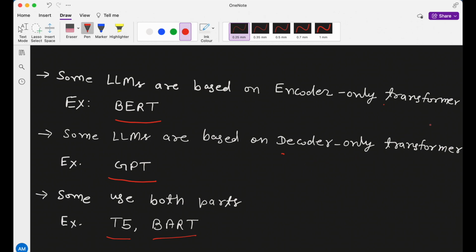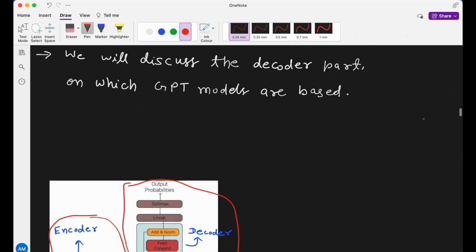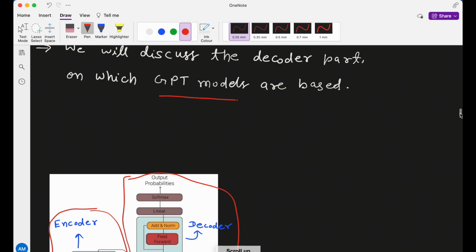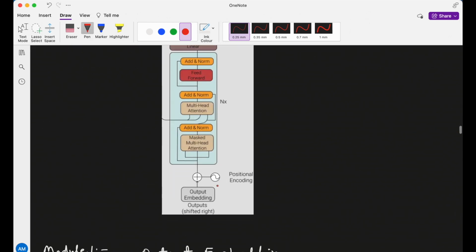Let's now discuss. In this particular video, we will focus on the decoder part on which our GPT models are based. We will discuss each and every module of this decoder part in this video. So first, let's discuss this particular module, which is the output embedding.